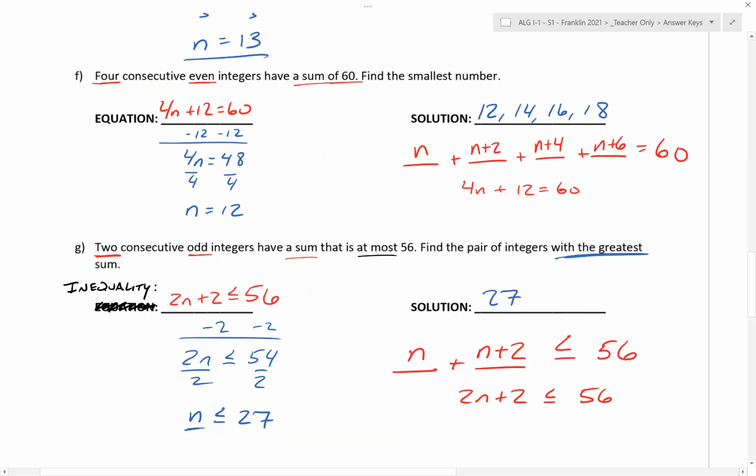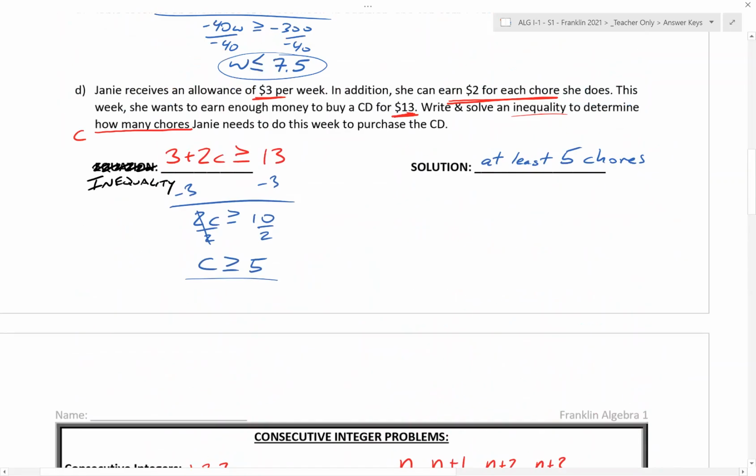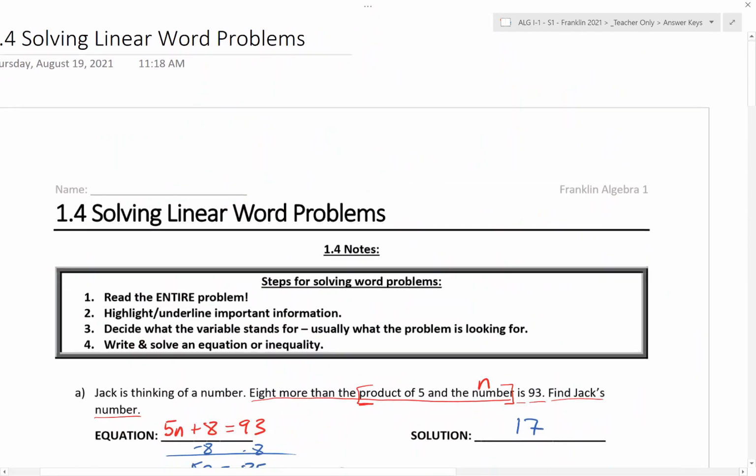So 27 and the next odd number would be 29. And if you add those together, that does equal 56, which would be the greatest total that fits this criteria, at most 56. So 27 and 29 for our two odd numbers. So there you have it. Word problems using linear equations and inequalities. Read through the problem, find the important information, decide what your variable stands for, and then write and solve an equation or inequality to find your solution.